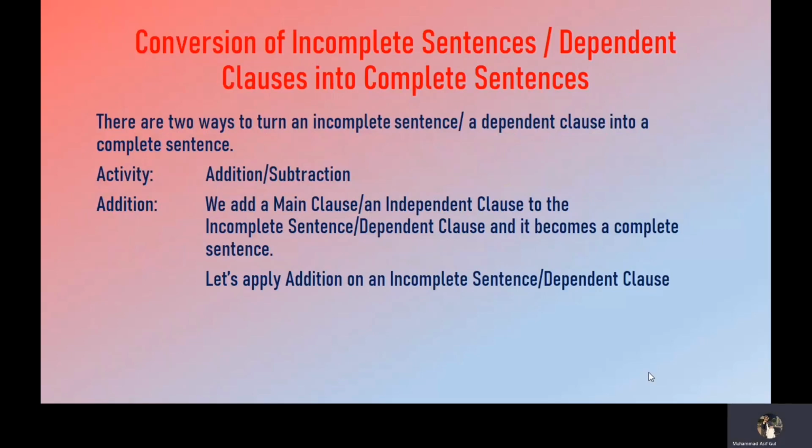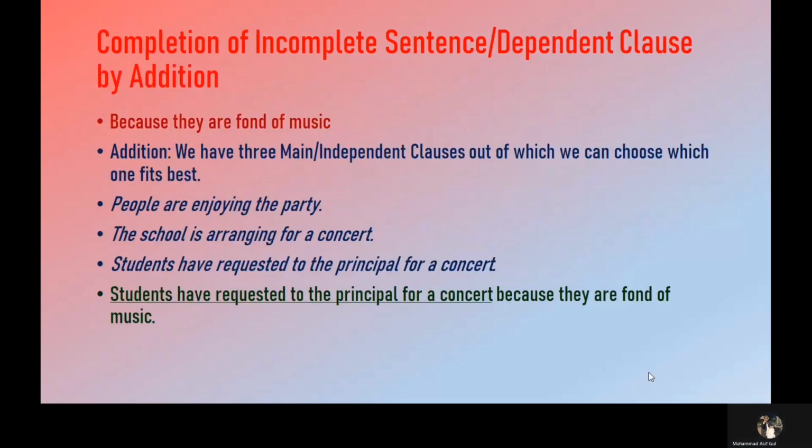In addition, we simply add a main clause or an independent clause to the incomplete sentence, a dependent clause, and it becomes a complete sentence. Let's apply this activity on an incomplete sentence. We have an incomplete sentence, or a dependent clause: because they are fond of music. Now we can add any main clause to make it a complete sentence.